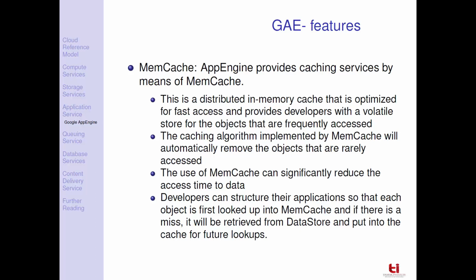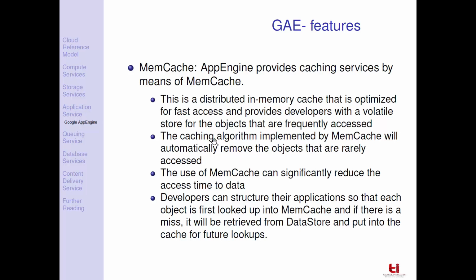Memcache. Google App Engine provides developers with access to fast and reliable storage, which is called the data store. It also provides caching services by means of memcache. Memcache is a distributed in-memory cache which is optimized for fast access. Thus, it provides developers with a volatile store for the objects that are frequently accessed.